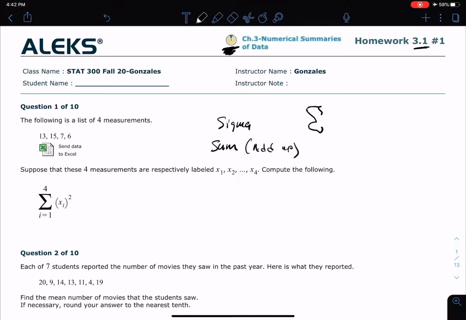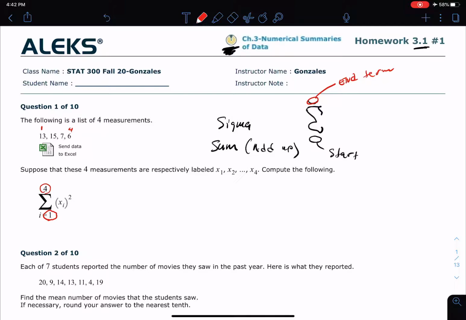So the number here is telling you the starting term they want you to add up. And they want you to add up all the way up to this number up here, which is the ending or the last term to add up. So in this particular problem, it wants you to add or sum up the terms starting with term number 1, which there's term number 1. And they want you to go all the way up to term number 4, right?